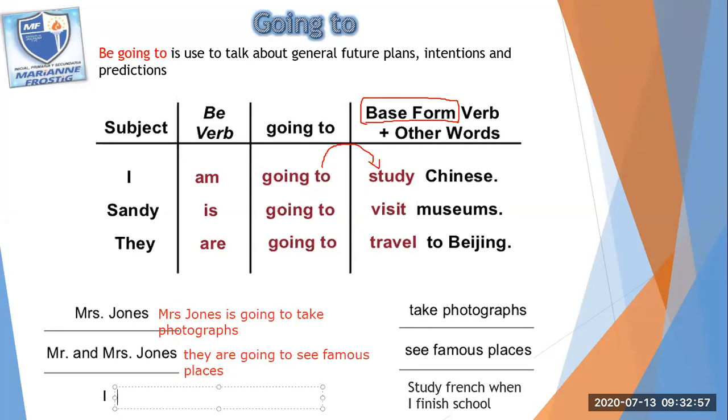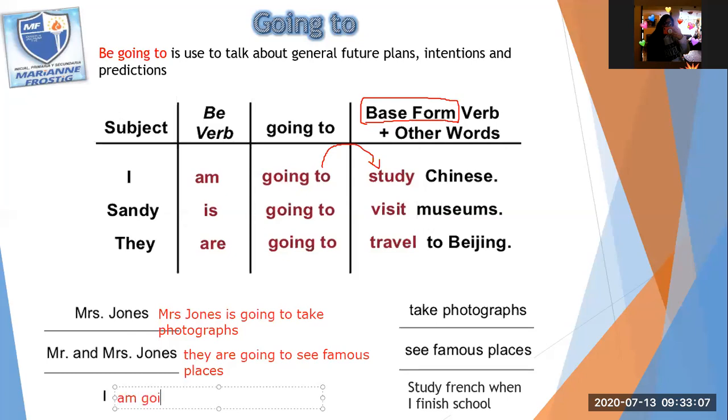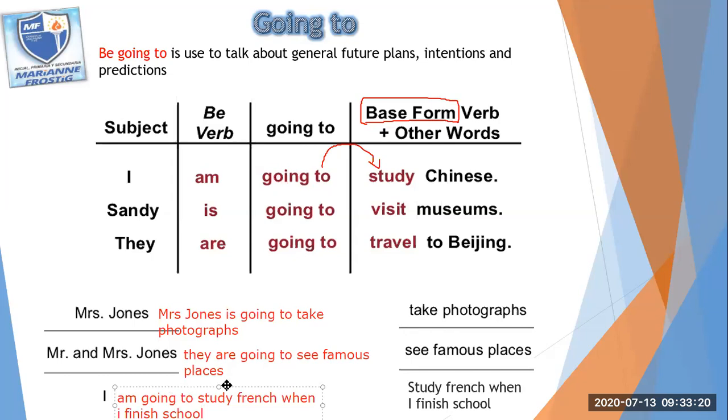Okay, Valeria, let's go for the girls first. Okay, Valeria, please tell me number 3. I am going to study French when I finish school. That's perfect. Very good. Perfect. And all your answers on the chat are also perfect.